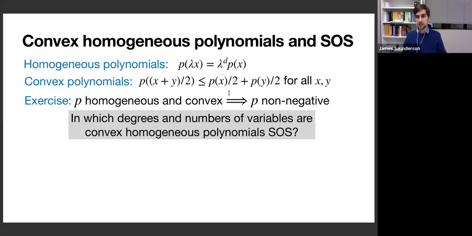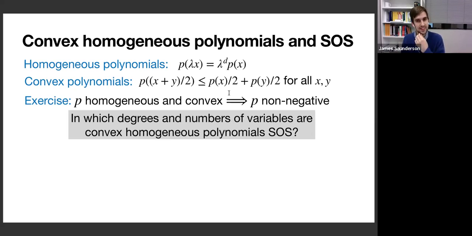Okay, so what's a convex polynomial? It's just a polynomial that happens to be a convex function, and because polynomials are continuous, being convex is the same as midpoint convexity. If you take the polynomial and evaluate at the average of 2 points, that's less than or equal to the average of the values of the polynomial. So it's kind of a bowl-shaped graph. An easy exercise for you to do right now if you're bored is to show that if a polynomial is both homogeneous and convex, then it has to be non-negative. So this is a condition that implies non-negativity.